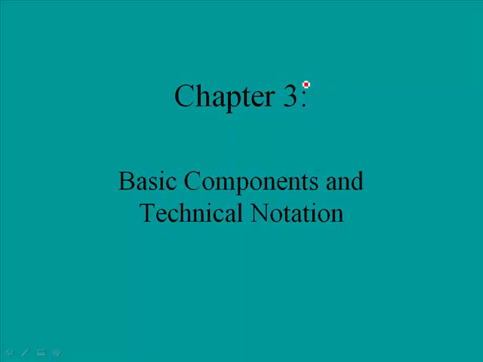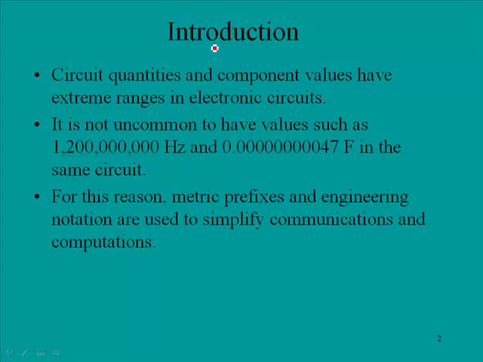Okay, Chapter 3, Basic Components and Technical Notation. Here on the introduction, circuit quantities and component values have extreme ranges in electronic circuits. It is not uncommon to have values such as, and here we have a very large frequency, 1,200,000,000 hertz, kind of a large number.